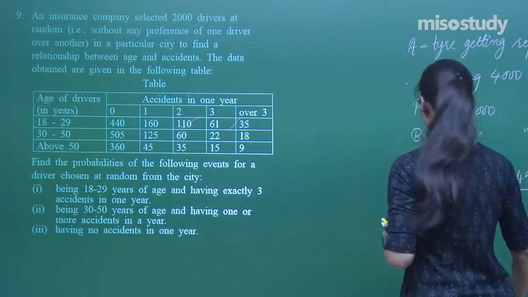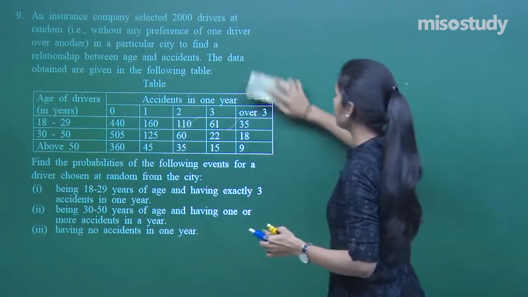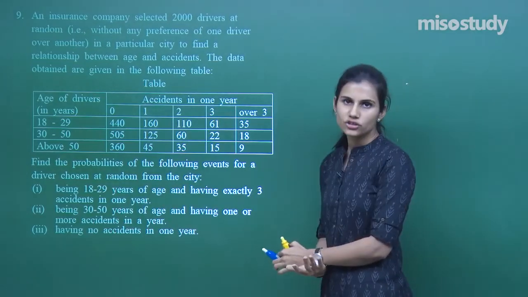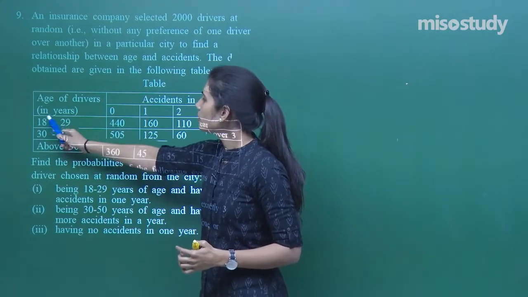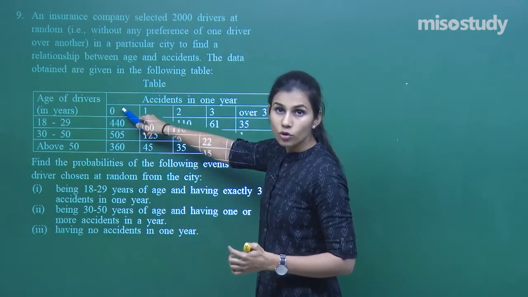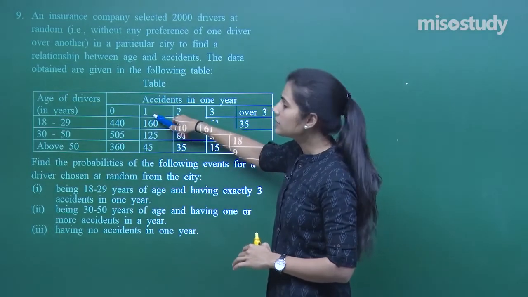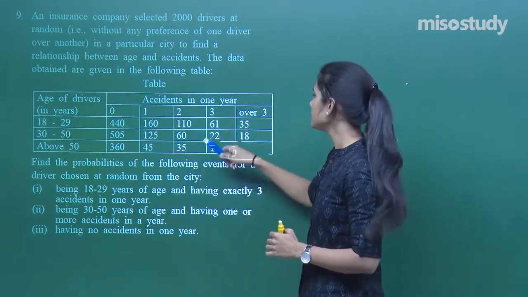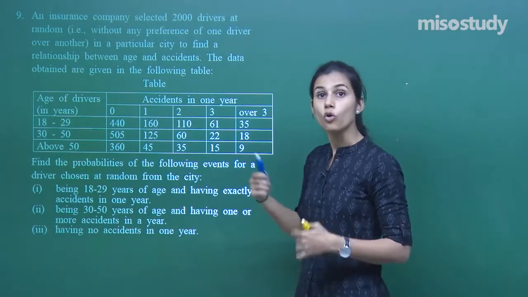An insurance company selected 2000 drivers at random. So at random 2000 drivers have been selected in a particular city to find a relationship between age and accidents. The data obtained is here. Drivers whose age was ranging from 18 to 29, for them the data is that no accident is happening with 440 drivers. 160 drivers are getting exposed to one accident, 110 drivers to 2 accidents, 61 to 3, and 35 drivers have witnessed over 3 accidents.